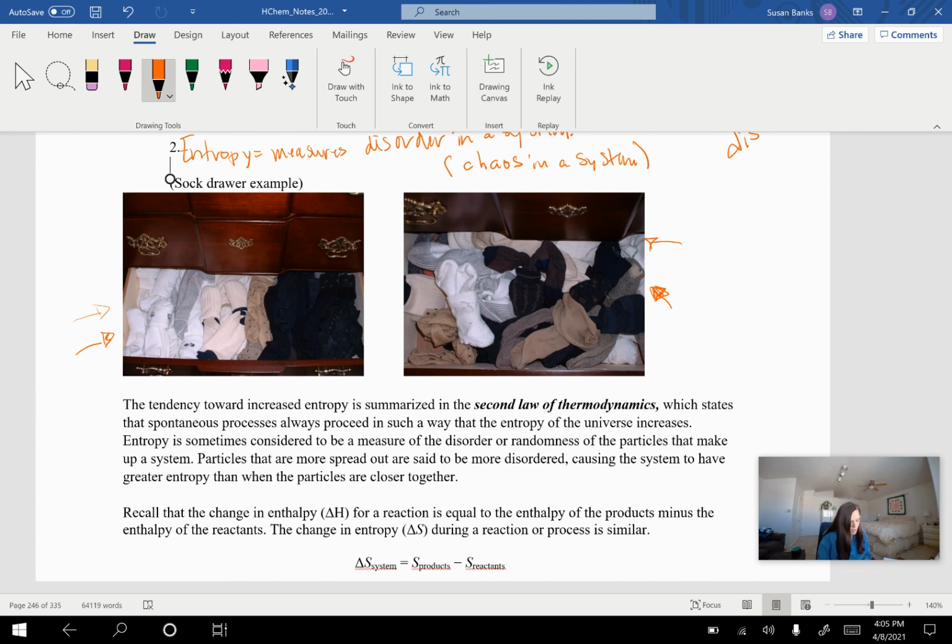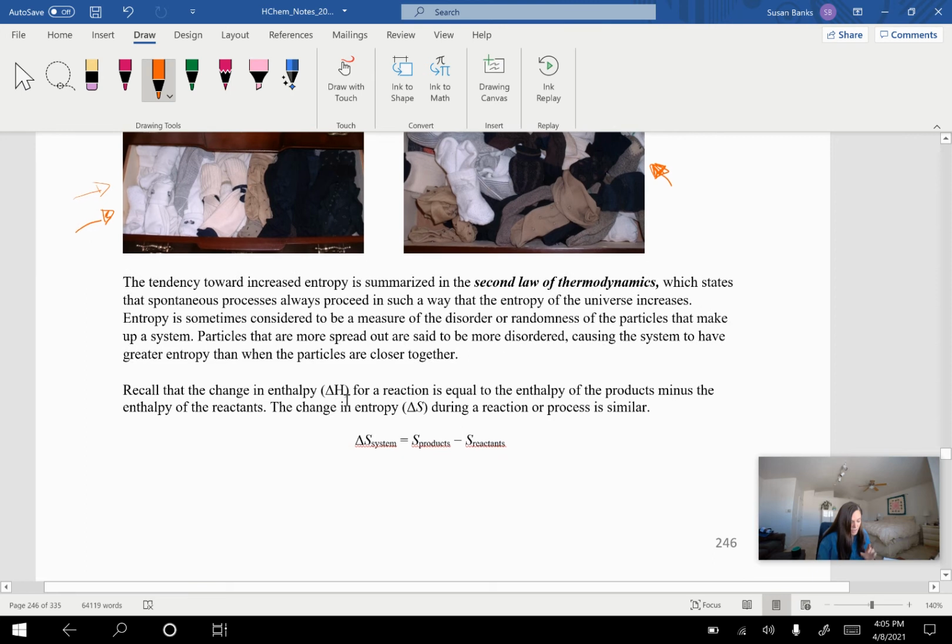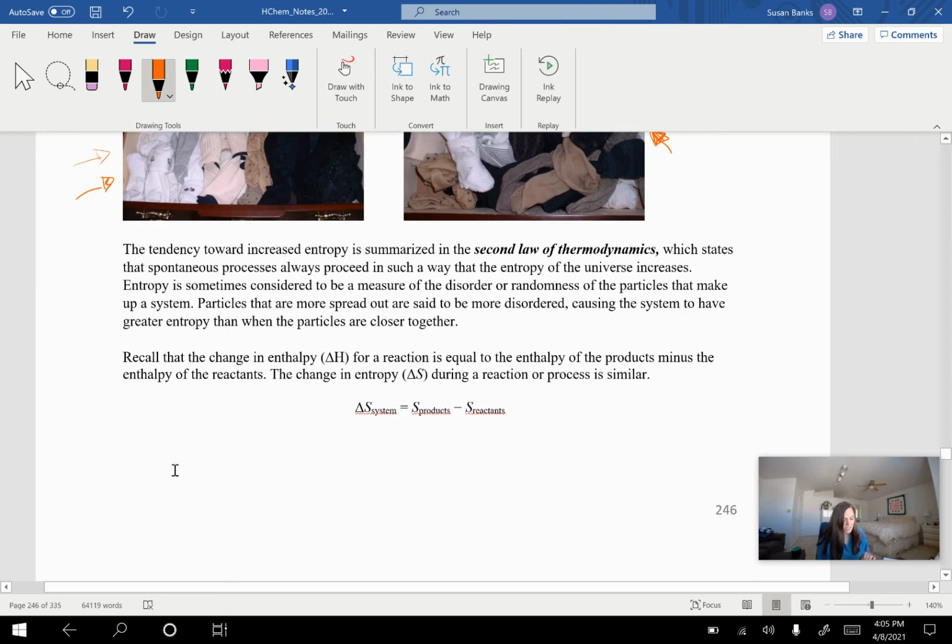Recall that the change in enthalpy, delta H, for a system is equal to the enthalpy of the products minus the enthalpy of the reactants. Okay? We can calculate that with our tables for almost any reaction. There are tables out there all over the place that we can use.